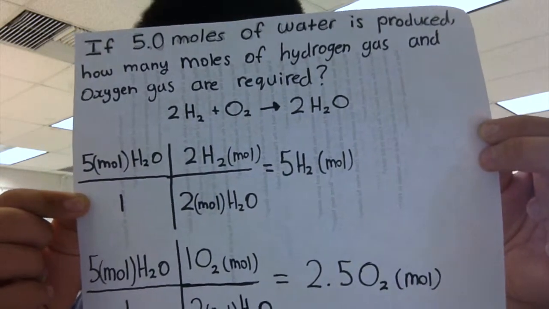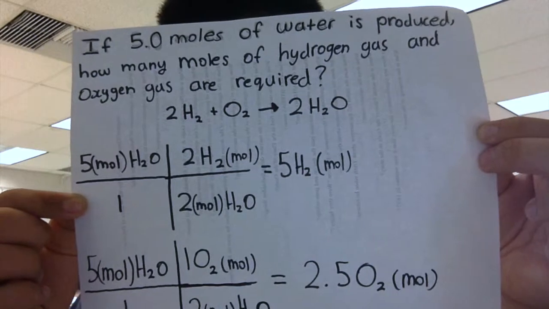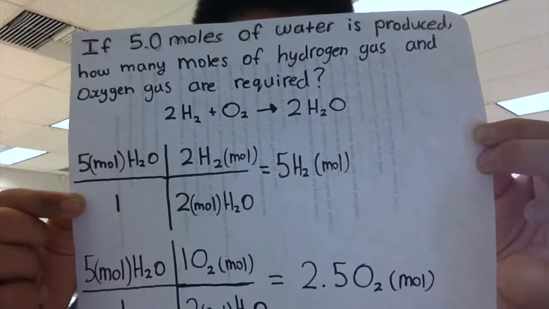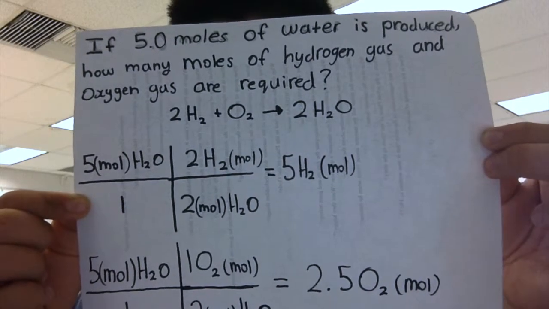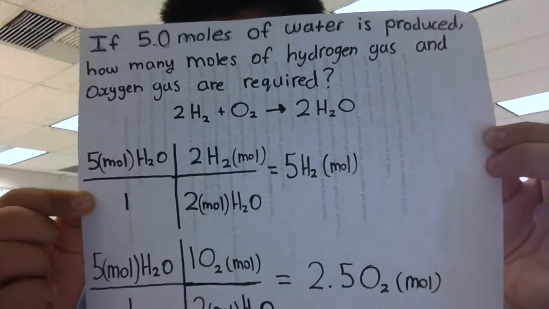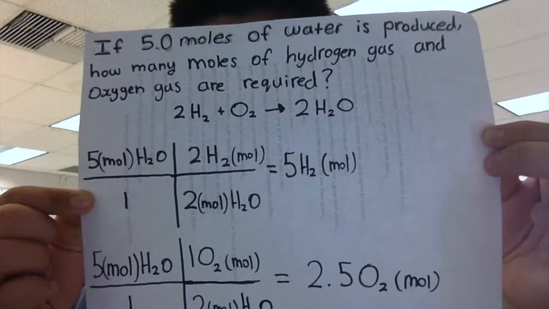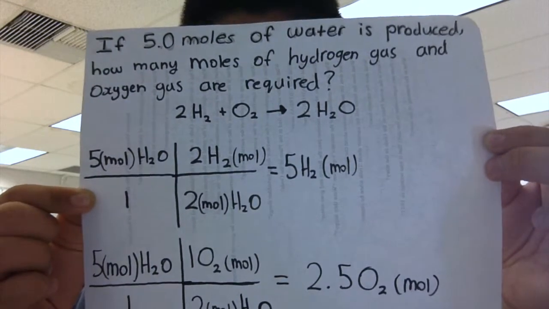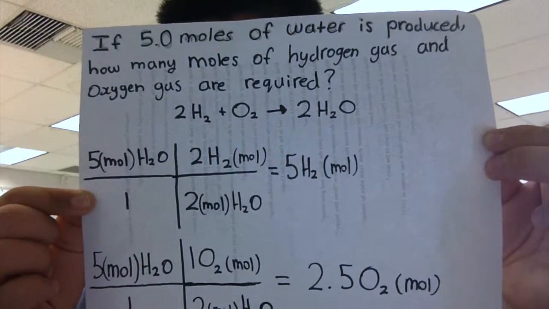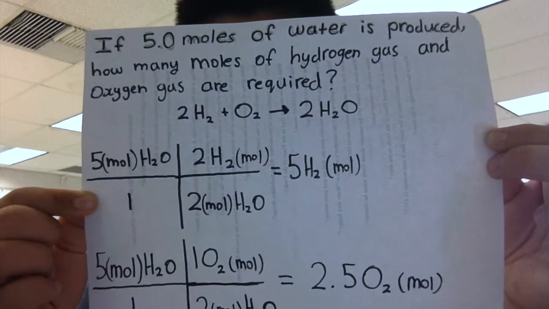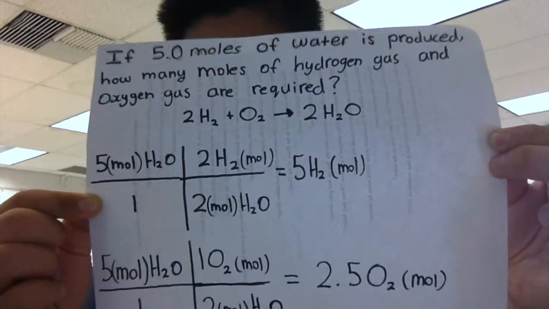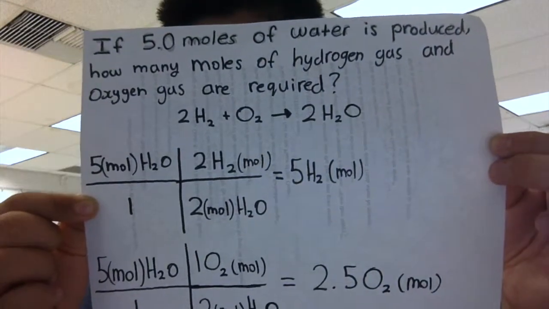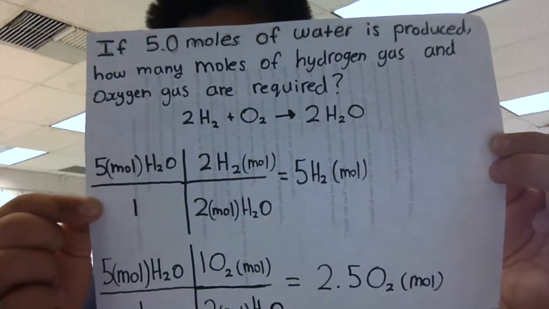And then we need to find the oxygen. We basically do the same thing. We have the given, which is the 5 moles of water. And in order to get the oxygen, we have to times it by how many oxygen we have. So we have 1 oxygen, so we times the 5 moles of water by the 1 mole of oxygen. And to omit the water, we divide it by how many waters we have, which is 2, which gives us the answer of 5 over 2, which is 2.5 oxygens.